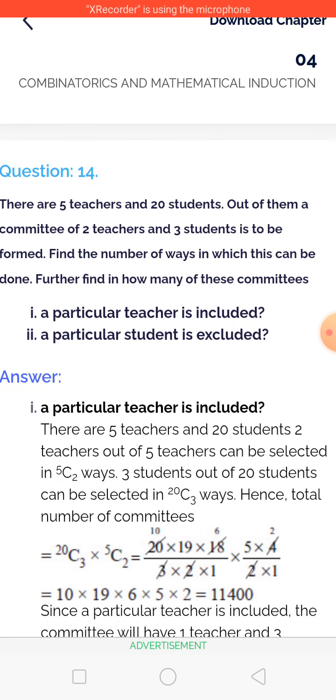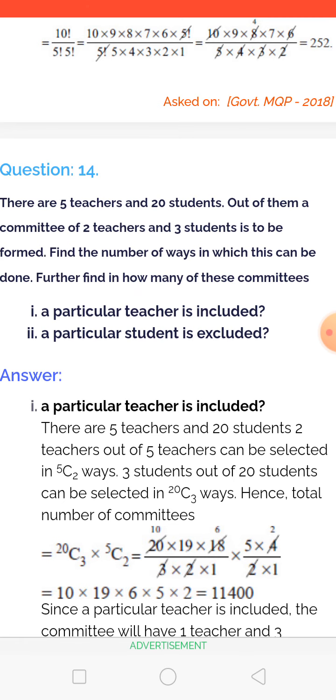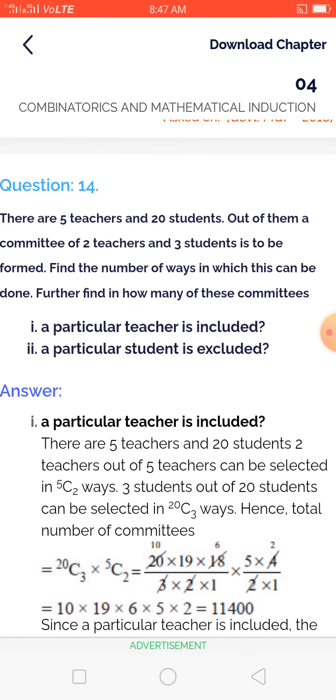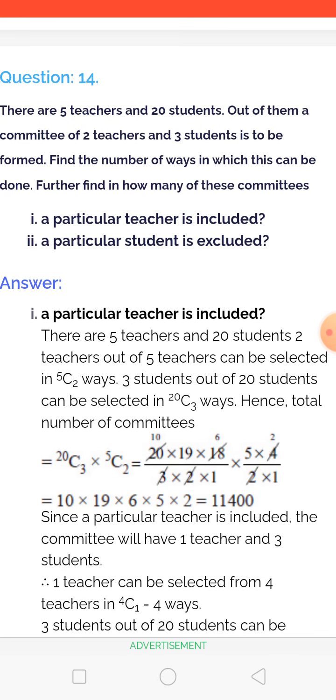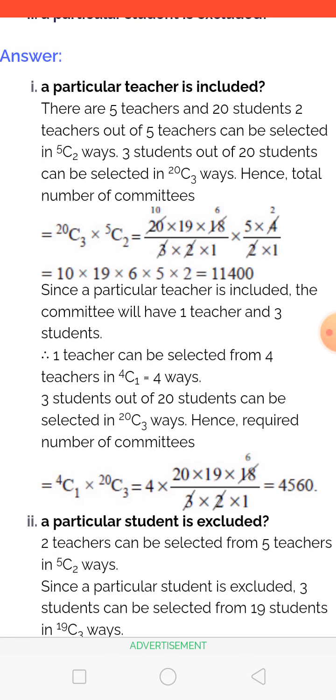So therefore, the same thing, how many students do we want? 3 students out of 20. Correct. So 20C3 into 5C2. 20C3 for students, 5C2 for teachers. So 20 into 19 into 18 into 3 into 5 into 4 divided by 2 into 1. So if you cancel, you will get the answer.